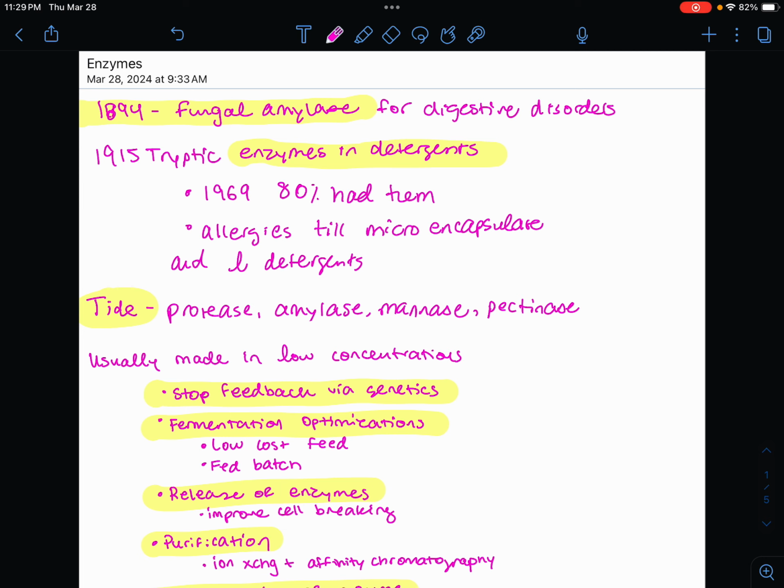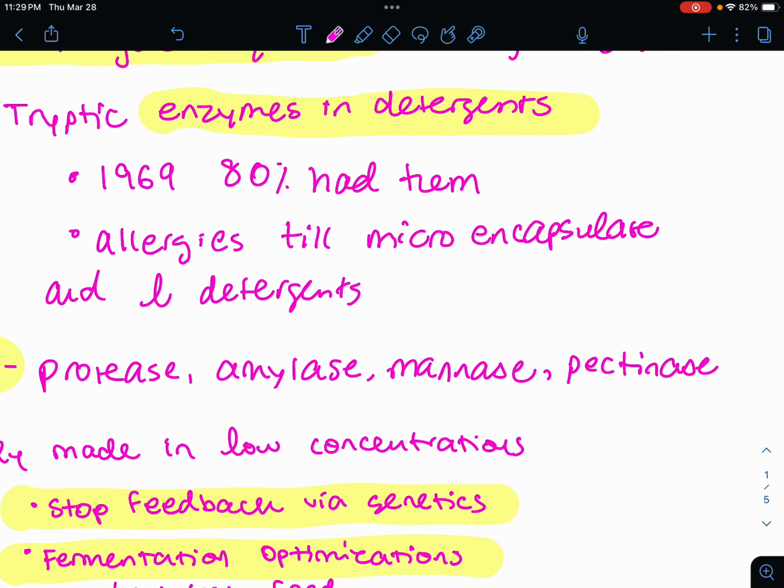Alright, history. In 1894, there's a fungal amylase that was being used for digestive disorder medication in the pharmaceutical agency. And in 1915, that's when we see these tryptic enzymes. These are going to be found in laundry detergents. By 1969, 80% of these detergents will have enzymes.